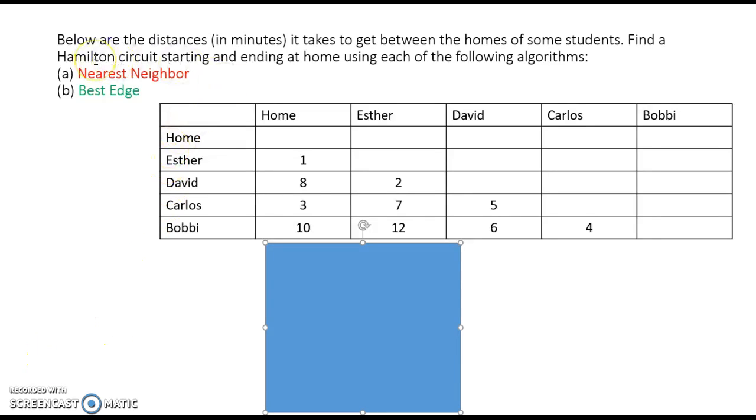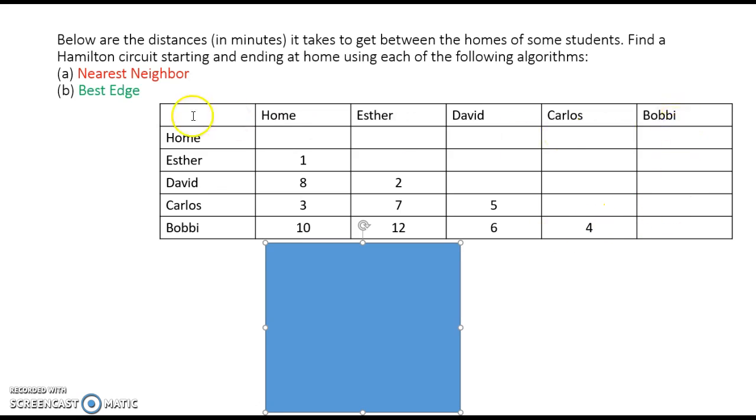Okay, so this is a Hamilton circuit problem. Essentially, we have a set of vertices and weights on the edges that connect them, and we want to find a path that starts and ends at a particular vertex, making sure that we hit each of the other vertices exactly once. And we have a few different methods or algorithms for doing that. Two that we're looking at here, the nearest neighbor and the best edge.